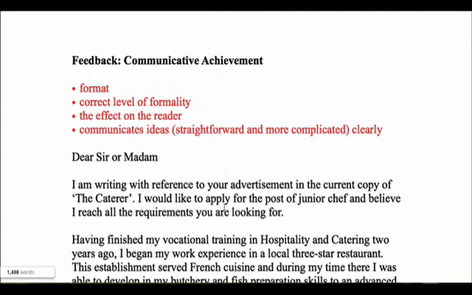Now finally we have communicative achievement. Now what does this cover? Has the writer created the correct format? Have they written in a way that suggests this is a formal letter and not an essay, for example, or a report? So have they got it laid out correctly? Have they written with the correct level of formality, bearing in mind the context? What would the effect on the reader be of reading this letter? Would it be a positive experience? And finally, does the reader communicate ideas clearly? Not just straightforward ideas, but some perhaps more complicated ideas.